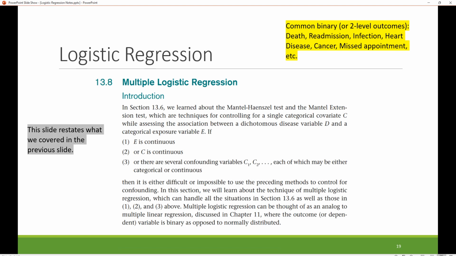And this slide restates what we covered in the previous slide. It discusses limitations of our distribution tests. For example, if we want to look at more than one predictor, then we need to use logistic regression. And we have common binary or 2-level outcomes such as death, readmission, infection, heart disease, cancer, or a missed appointment, and many more.